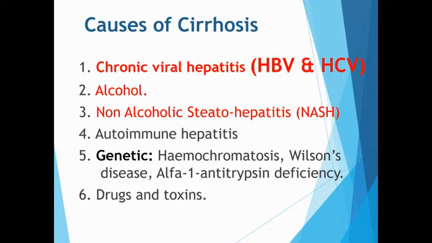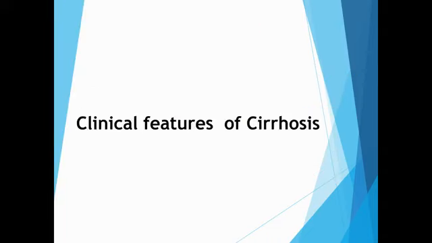The fourth cause is autoimmune hepatitis. And the next one is there are some genetic causes like hemochromatosis due to iron overload, Wilson's disease due to copper overload, and alpha 1 antitrypsin deficiency. And there are also some drugs and toxins. In our lecture class, we also discussed a few other causes of cirrhosis of liver, but here I have emphasized only the common causes of cirrhosis of liver.